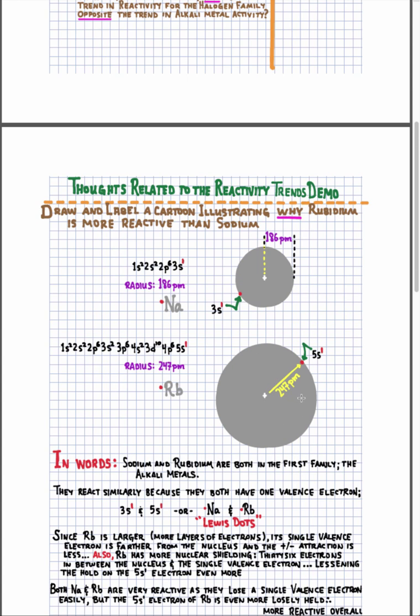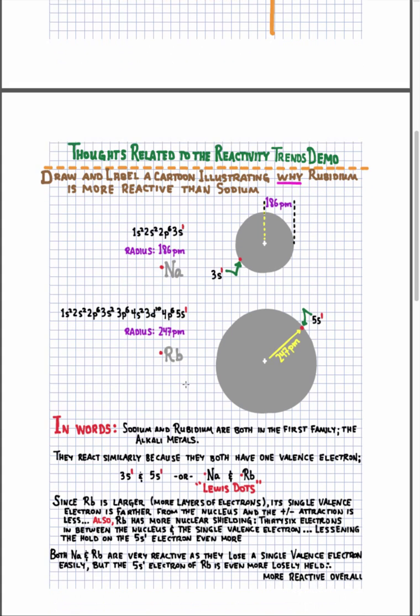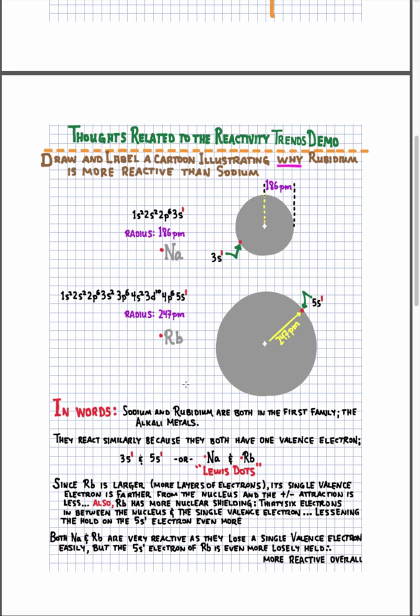So if indeed rubidium is a larger atom than sodium, and even though they're both in the first family, and they both have one valence electron, which makes them both pretty reactive, rubidium is more reactive. Let's see, oh yes, isn't a 5s1 electron further from the nucleus than a 3s1 electron? And why would we care how far they are from the nucleus? Oh yeah, isn't it the positive nucleus that attracts the negative electron?